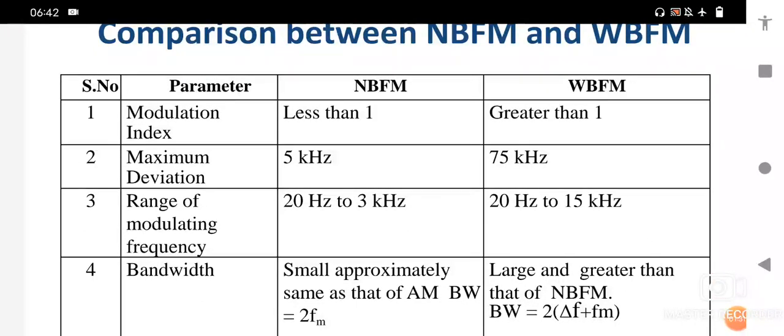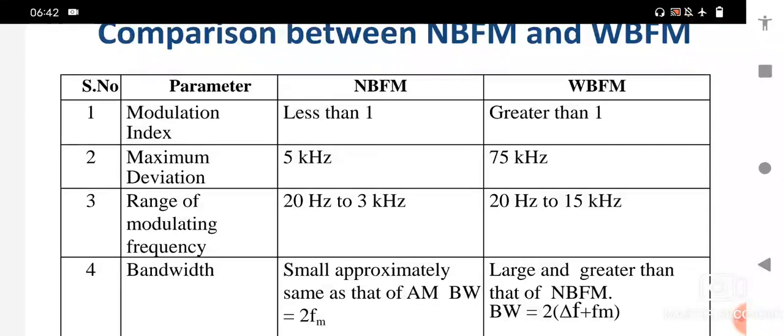And the next parameter is maximum deviation. What is the del f value of NBFM and WBFM? The maximum deviation in narrowband frequency modulation is 5 kilohertz, and compared to that, WBFM has a maximum deviation of 75 kilohertz.